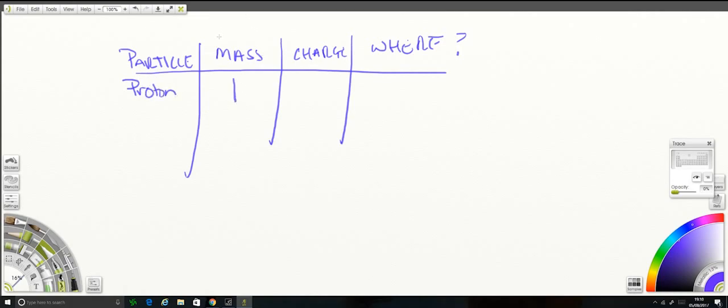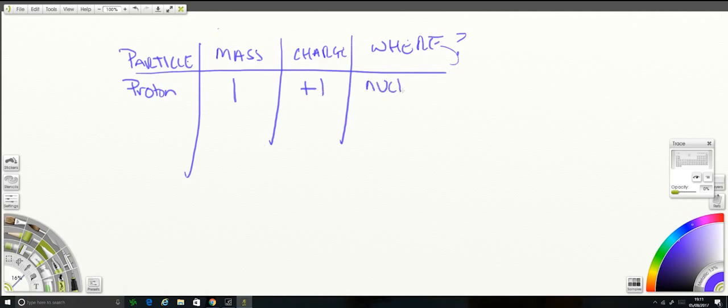Now the proton has a mass of 1. Now guys, what you need to remember is mass does not have a plus or a negative sign, it's just a number. The mass is just a number. The amount of people that get this wrong is horrendous. Okay, the charge on the other hand does. The charge has a plus or a negative number depending on what it is.